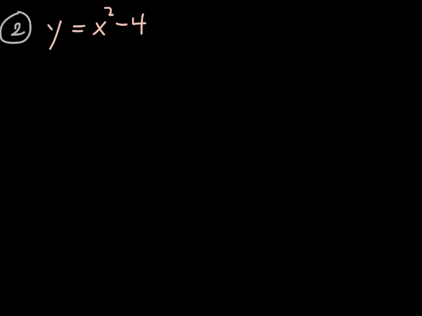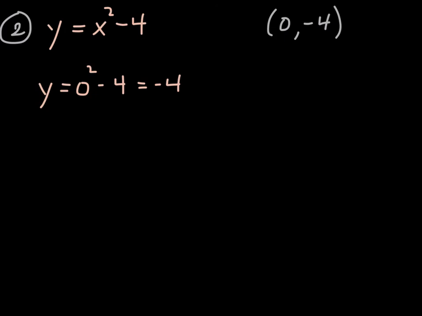Plugging in x equal to 0 gives you negative 4. So what we just figured out is, maybe what I can do is over here. When you plugged in 0 for x, you got negative 4 for y. All right, let's go for the next one.